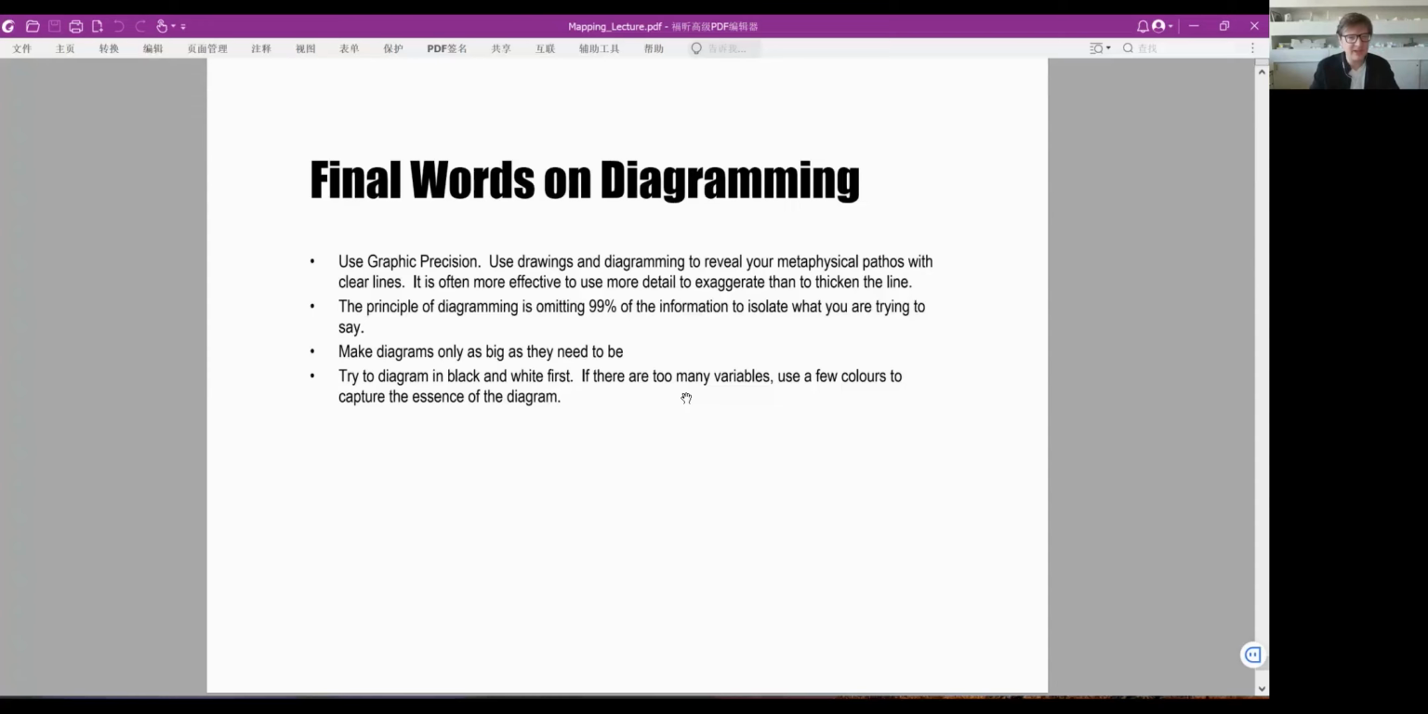Try to diagram in black and white first. Don't use too many colors. If there are too many variables, use a few colors to capture the essence of the diagram. So work in black and white first, but if you want to show other layers or other things which are important, then carefully work with colors.